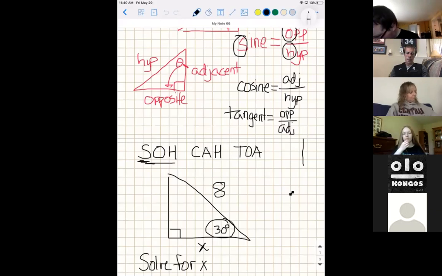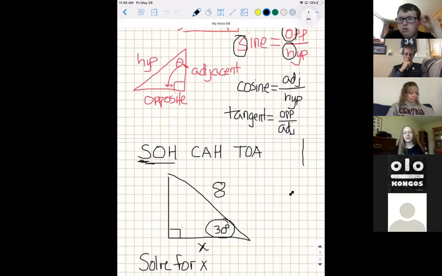Thoughts or ideas? Go ahead, somebody's starting to talk. You mean like the type of side? Like the angle? So do we have the hypotenuse, the opposite, or the adjacent? Do we have the hypotenuse?